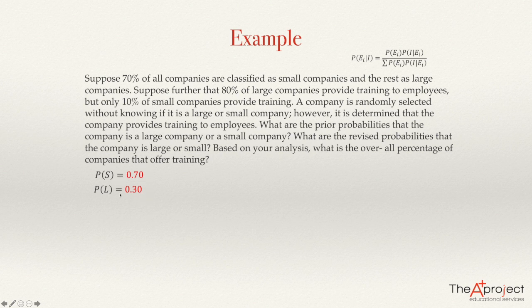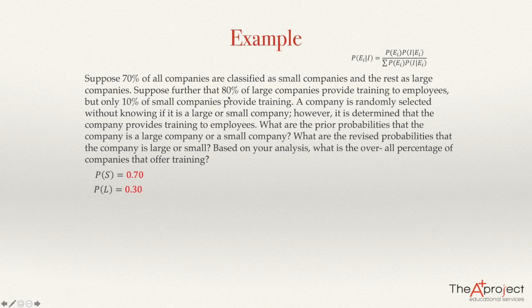So we can use the Bayes theorem for finding the probability of S, for example, given any other event. And here the other event is that the company provides training. This is the question. So we have determined that the company provides training. What is the probability of being small? Or what is the probability of being large? So of course we have more information.